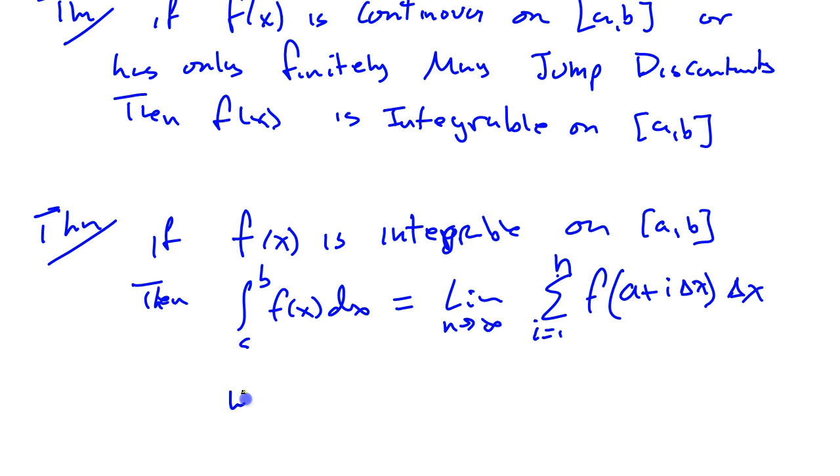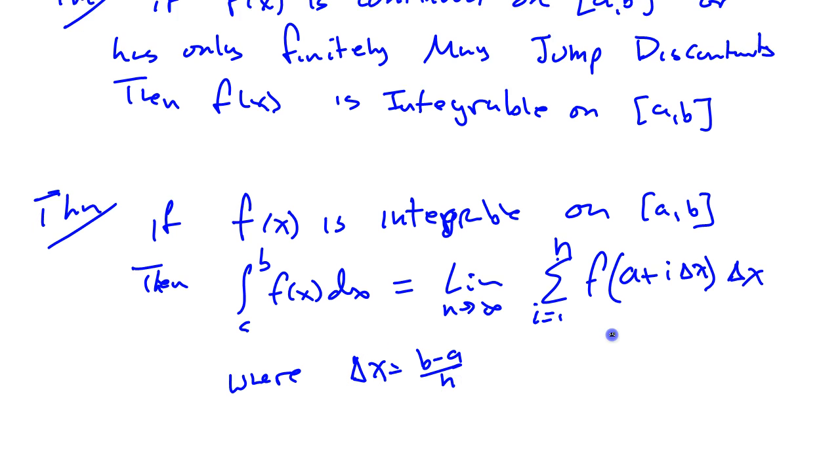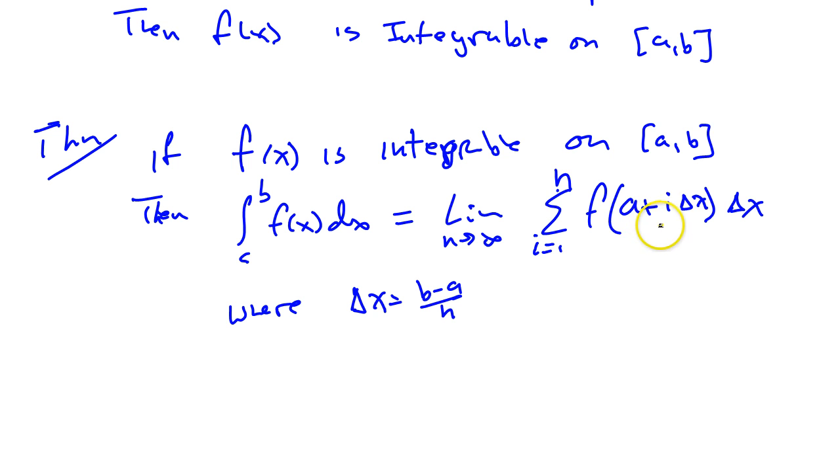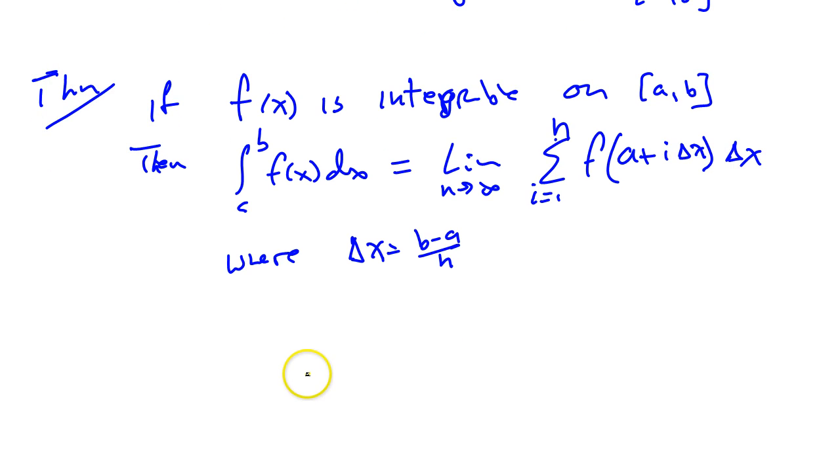where, of course, delta x equals b minus a over n. So I'm just choosing which xi stars I'm using. And that formula right there, a plus i delta x, comes from the interval from a to b. You cut it up into n pieces. Each width here is delta x.